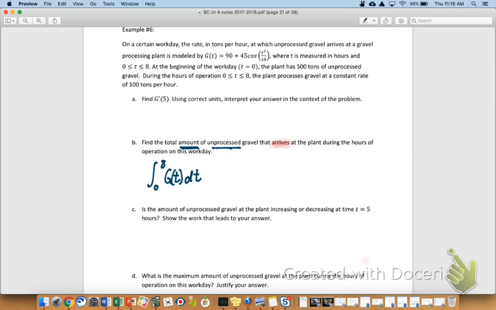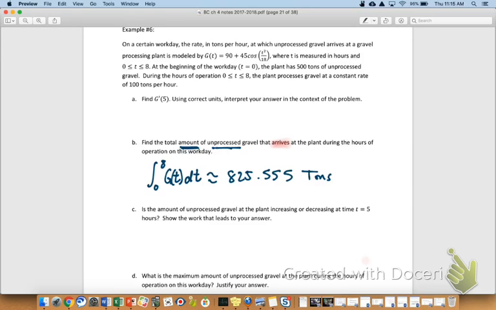825? You guys all agree with that? Okay, so we say this is approximately equal to 825.555 tons of unprocessed gravel arrives at the plant. Now we know that during the day some of it's leaving, it's getting processed and leaving, but that's how much arrived. So sometimes people will mistakenly try to incorporate the 500.